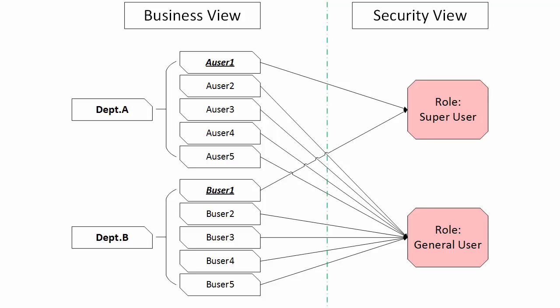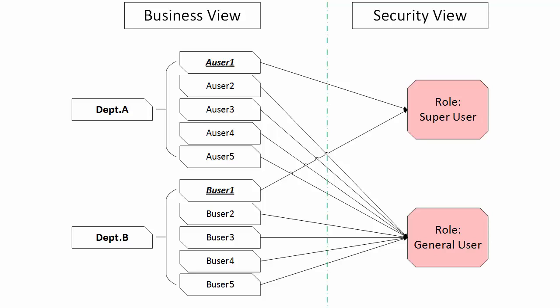So, in the traditional way, if we want to create a policy for each user, the number of policies would be very large, and the configuration would be more complex. But actually, in the security view, there are only 2 roles: the super user and general user. Both HOD A user 1 and B user 1 are super users. The administrator may allow them to access all kinds of traffic.